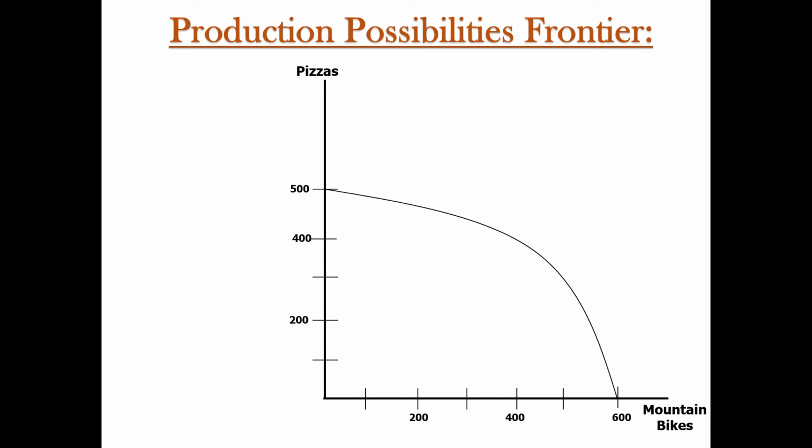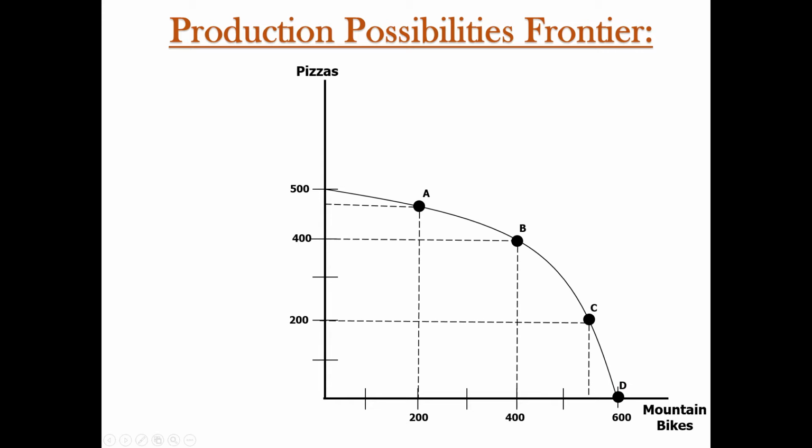And that's what I want to look at next, a slightly different production possibilities frontier. So in this economy, we're switching gears here. This economy is making pizzas and mountain bikes, and they can make some combination. And notice that this curve is not linear, which means the slope is not going to be constant. The slope is going to change. The opportunity costs are going to change in this economy. Let's look at how. Let's look at points A, B, C, and D.